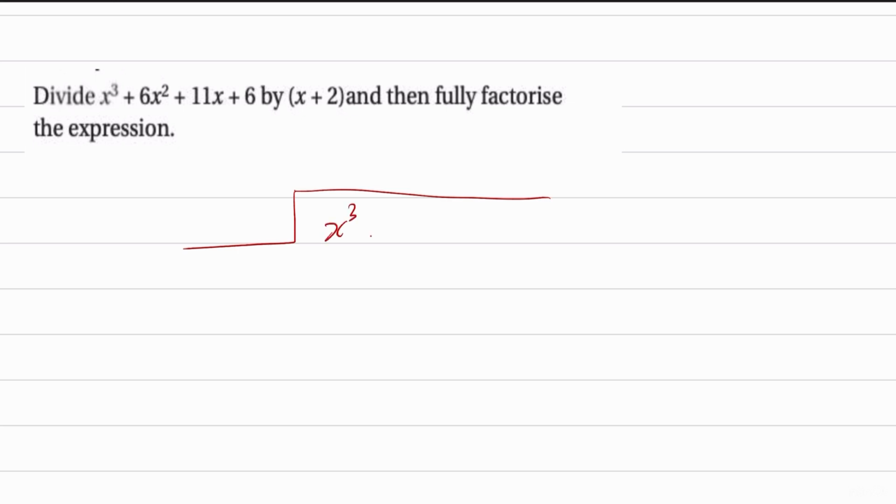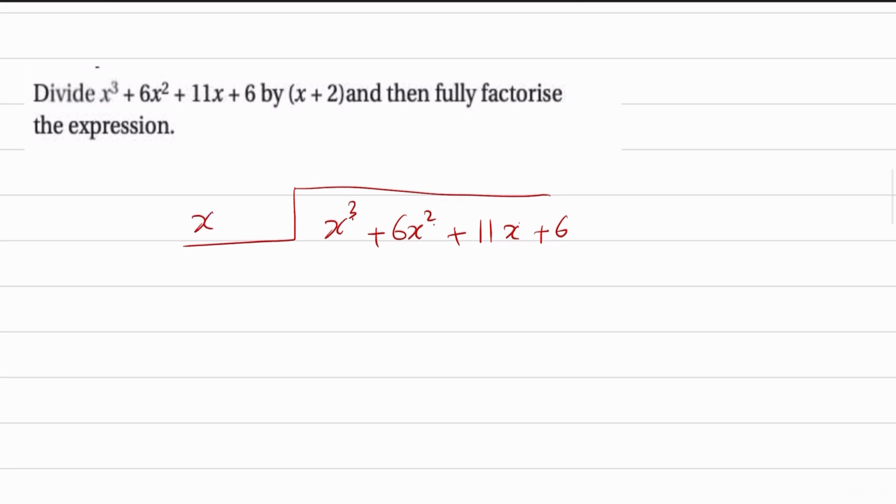So x power 3 plus 6x power 2 plus 11x then plus 6. Take care, this is power 3, then power 2, then power 1, and then power 0. After that, here we put x plus 2. Now I'm ready to divide. Remember the steps: divide, multiply, minus, then bring down the next digits.